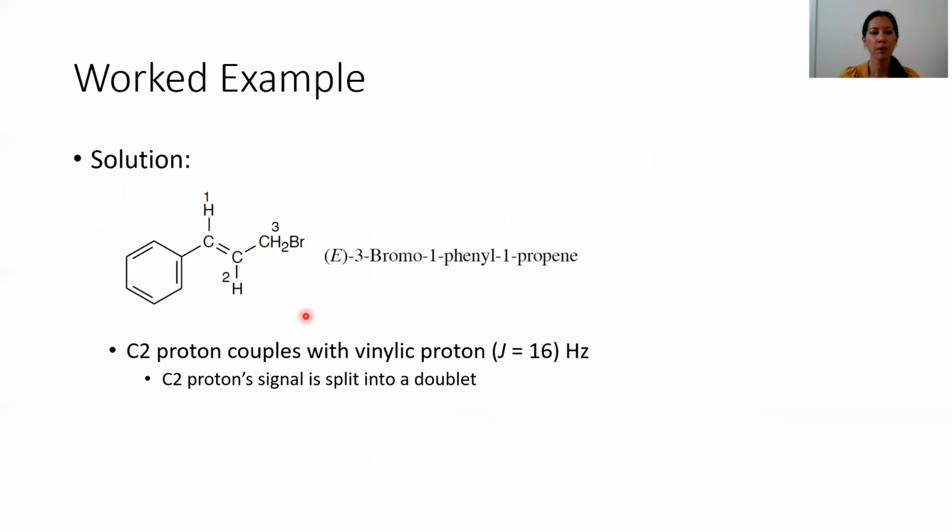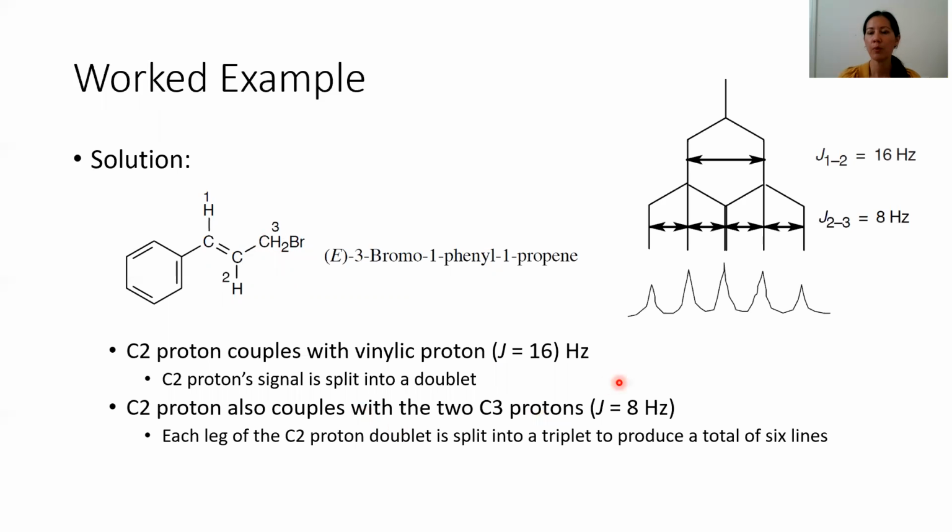If we look at this problem, this proton is going to couple with this trans H, the H that's trans to it. That'll have a large coupling constant of 16. You could not predict that. But it'll split the signal into a doublet, and then it should split each of those signals into a triplet when coupled with these methylene H's here. So what that would look like is this. You have your original signal split by H1 into a doublet, and then each of those doublets split into a triplet.